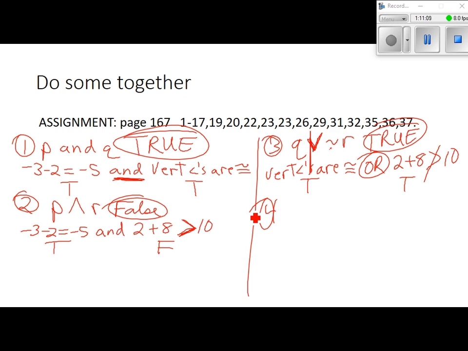What's R? What word are we using here? Or. So I don't have to write all this down again. What's R say? 2 plus 8 is greater than 10. Is that true or false? False. What's Q say? Vertical angles are congruent. True or false? True. What's that tell us about the whole statement? First part's false, second part's true. True. Tells us the whole thing is true because only one part has to be true.